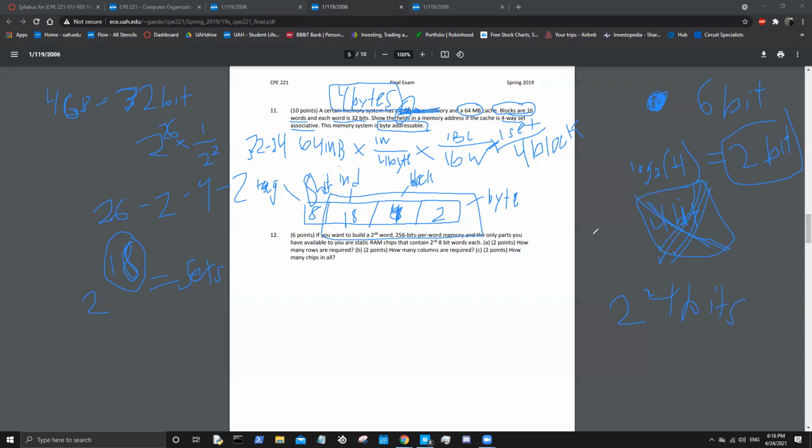Now you can use the same log trick for the number of words in a block. If you do log base 2 of 16, it spits out 4 bits. But the way I think about it is, how many bits does it take to represent 16 distinct states? 2 to the 4th is 16, so 4 bits. So that's where you get that. The 4 bits comes from the words in a block. Okay. That's the block offset. All right, that makes sense.